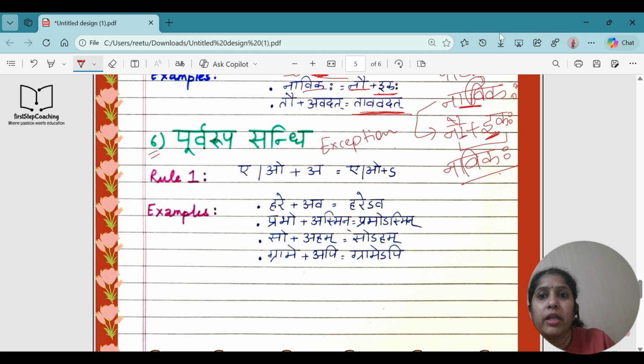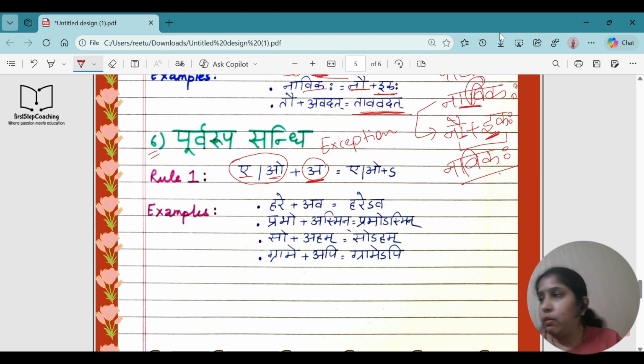If we see the rules for this one, the first word should end with either A or O, and the second word should start only with A. So this becomes an exception only when, with A or O, the second word is starting with A, not with any other swar. It is not going to get clashed with anything else. It is just going to get clashed only with this one. When A or O is there and the second word is starting with A. So in that, when you just join them, no changes happen.